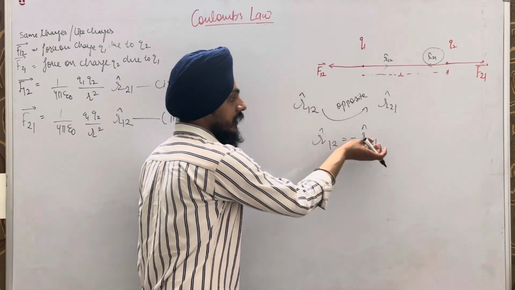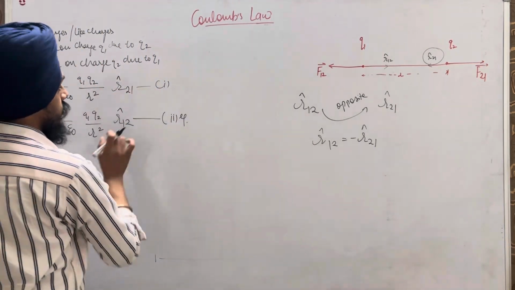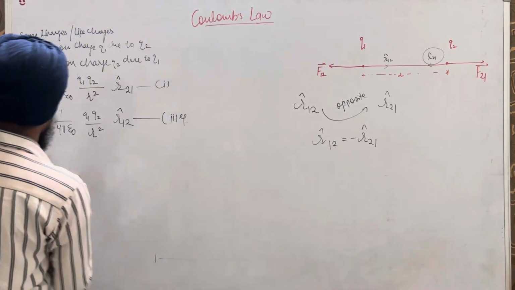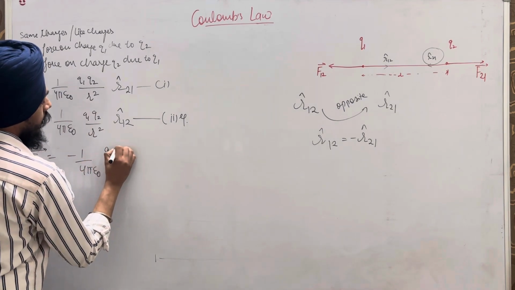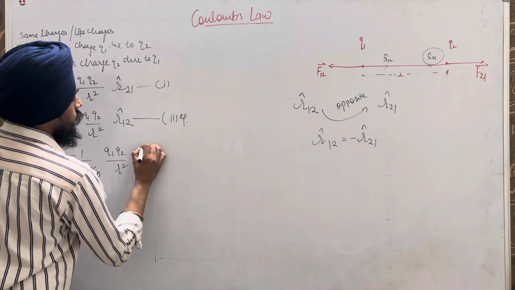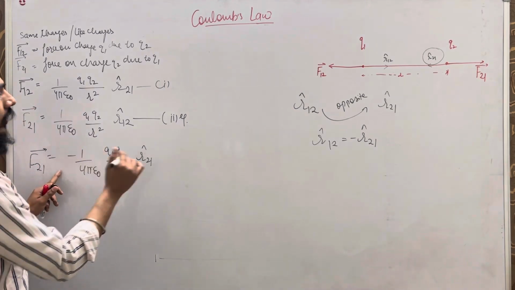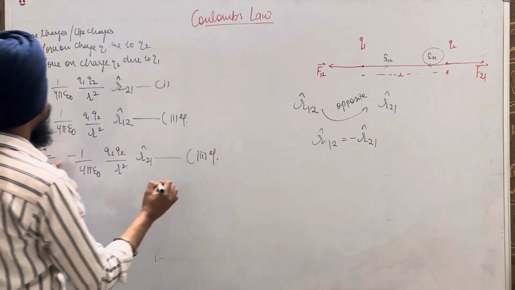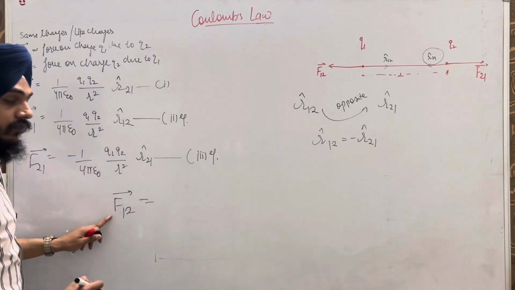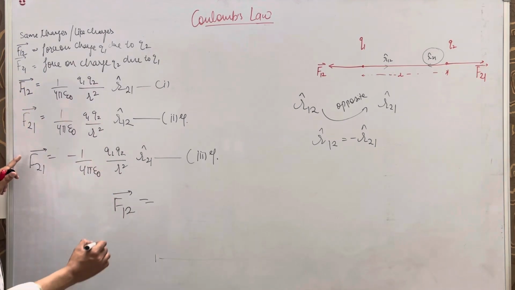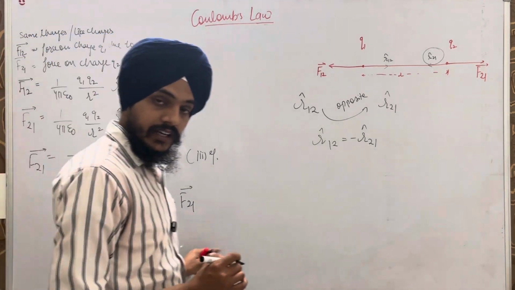The magnitude of one is equal to the negative of the other because their directions are opposite. If we use this value in these equations, if we put the value of r12 in the second one, then F21 vector is equal to negative of 1 by 4 pi epsilon naught q1 q2 divided by r square times the r21 cap. In place of r12 we put negative of r21, and wrote the negative in front. Now if we look carefully at the first and third equations, we will observe that F12 vector is the negative of F21.